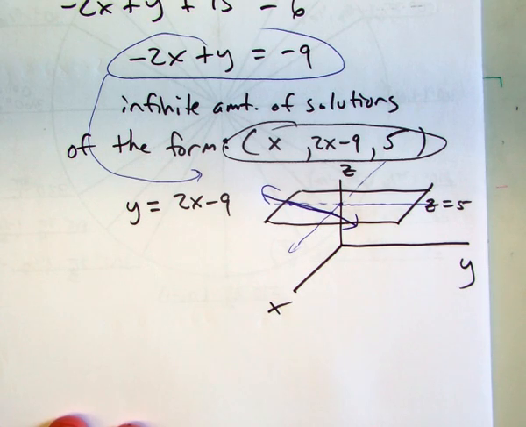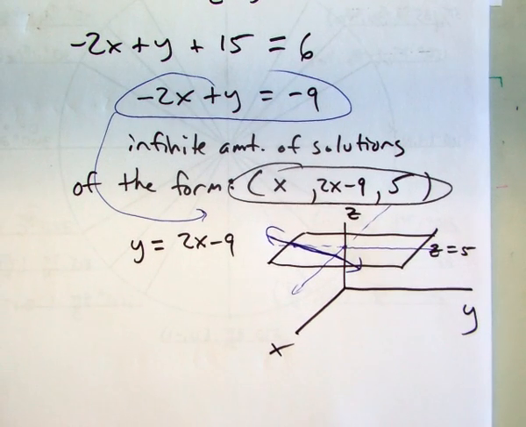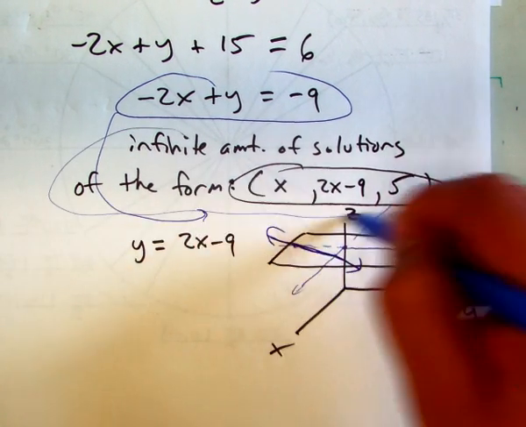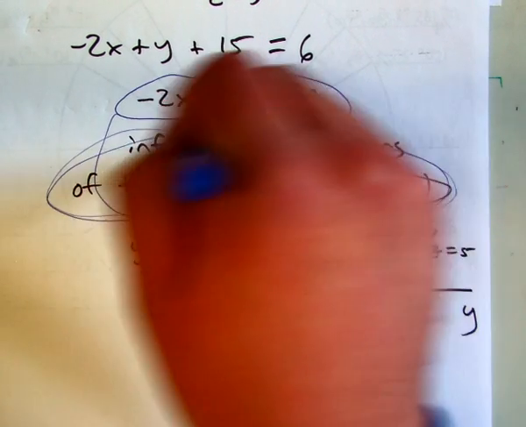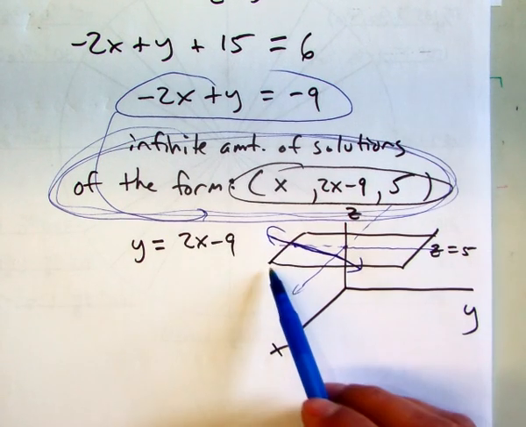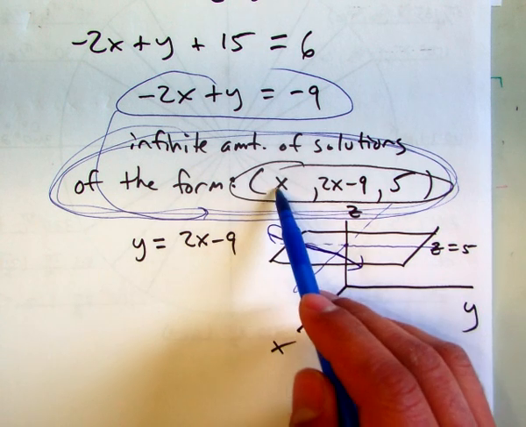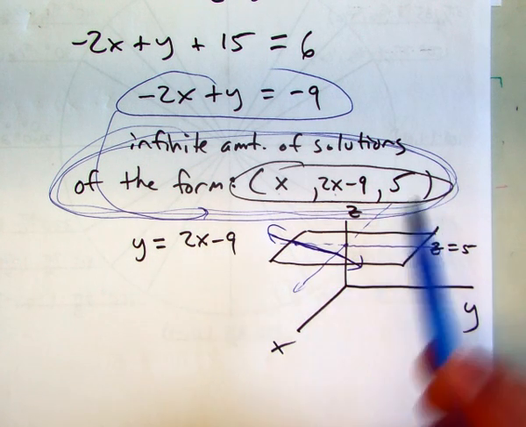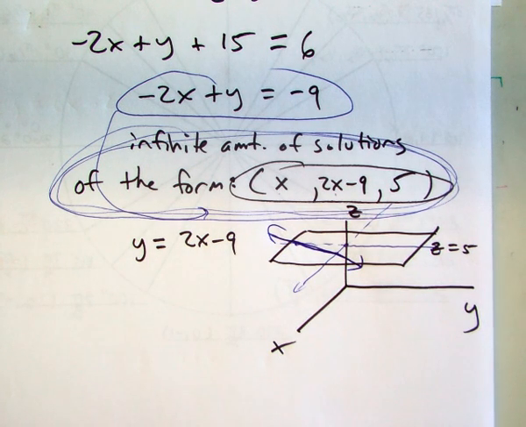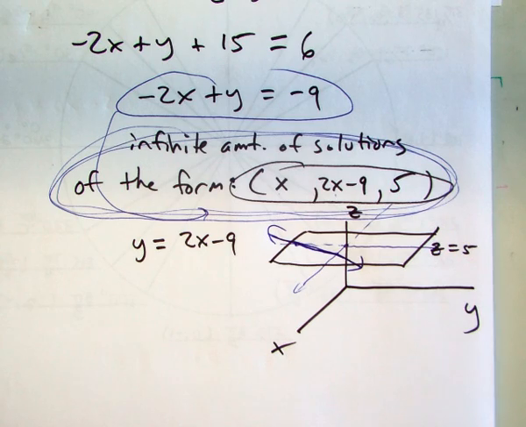So just to clarify, if this were on a test or a quiz, this right here would be your answer. Everything that I have there. You would say this has an infinite amount of answers or solutions, and they look like this: x, 2x minus 9, and then 5 for z. Okay? All right.